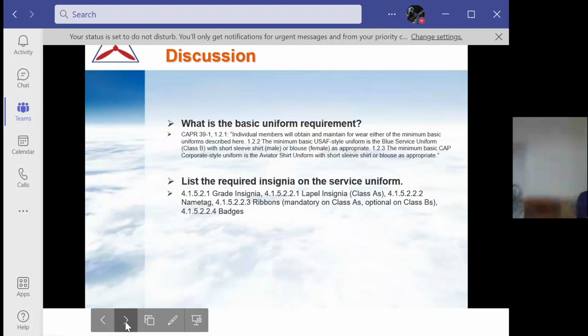Patches are grade insignia, lapel insignia for the class A's, name tag, and ribbons, mandatory on the class A's, optional on class B's, and badges. Aren't we supposed to, if you've earned it, you gotta wear it? Correct. Basically, for badges. That's why I need to know what you've earned so I can put it on, because those are required. Whatever you've earned, just send me a list. I'll give you my email and we can work things out.